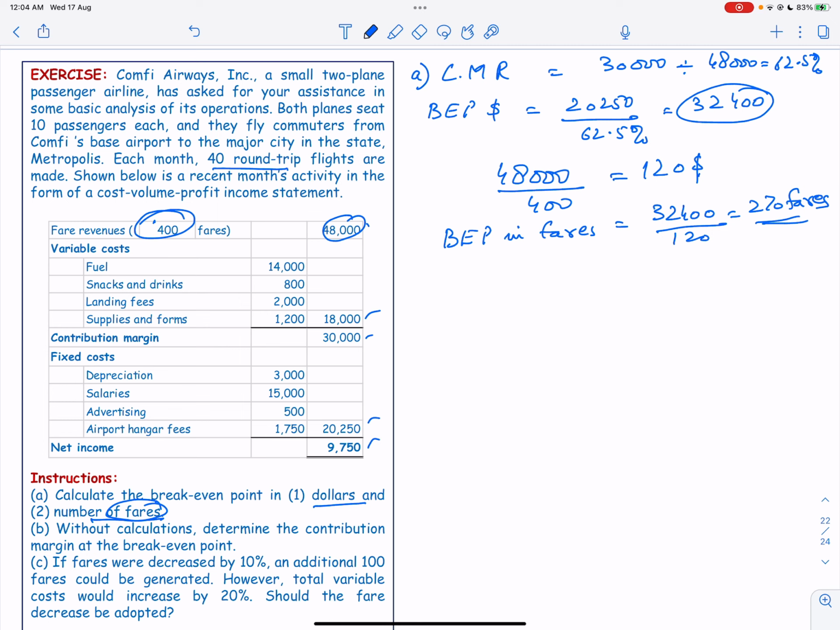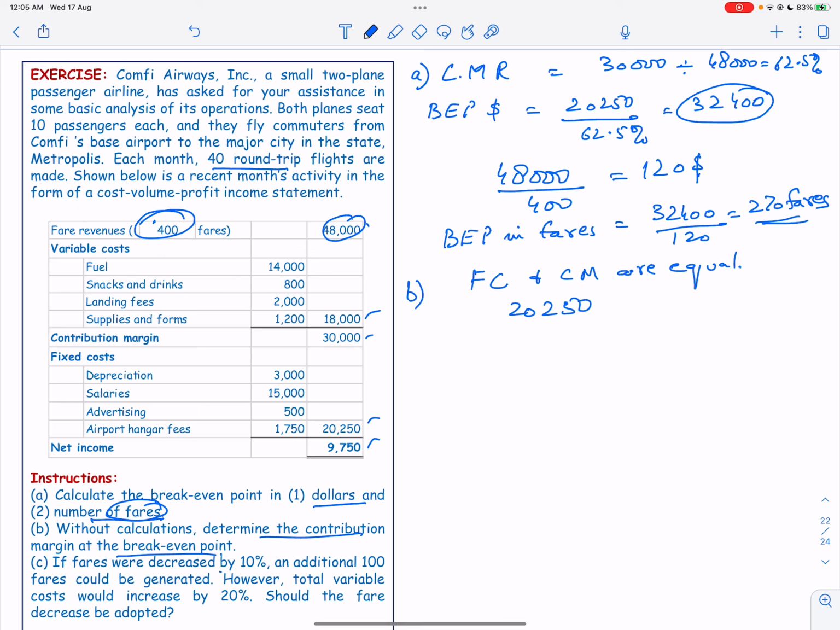Okay, then without calculations, determine the contribution margin at the break even point, and we know that at the break even point the fixed cost and the contribution margin are equal. Therefore, the contribution margin at the break even point would be 20,250, the fixed cost.